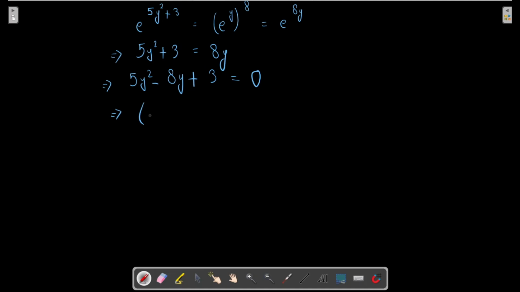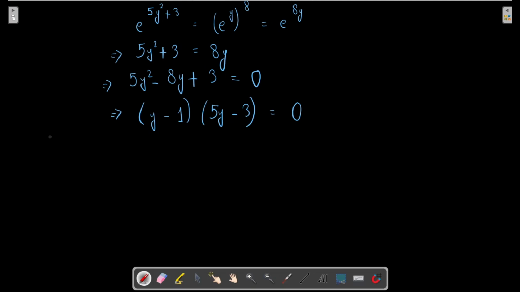We can write it as 5y square minus 5y minus 3y plus 3. If we take it like this, we will have (y minus 1) times (5y minus 3). If we multiply y into 5y, we get 5y square. If we multiply y times minus 3, we get minus 3y. Then negative 1 times 5y, we get negative 5y. Combining negative 3y and negative 5y, we get negative 8y. Then the product of negative 1 times negative 3 is positive 3. So we have factorized it.